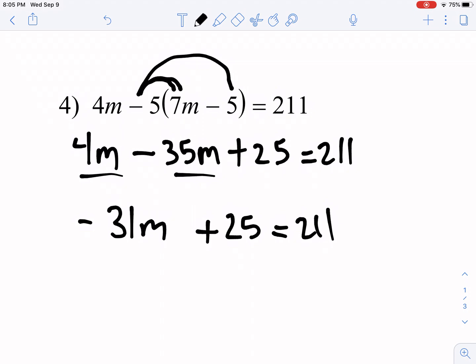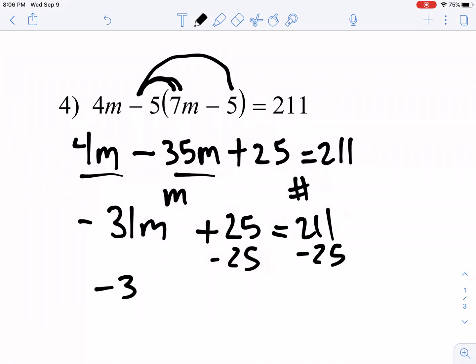So then, notice we're in a two-step equation now. Step number 3, pick your variable side, pick your number side. Let's keep m here and move all the numbers here just like we would in a two-step equation. In this case, we have to move the plus 25 first. So what's the inverse of adding 25? Subtract 25 to move it to the other side.